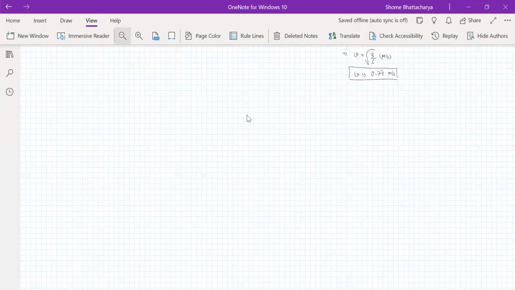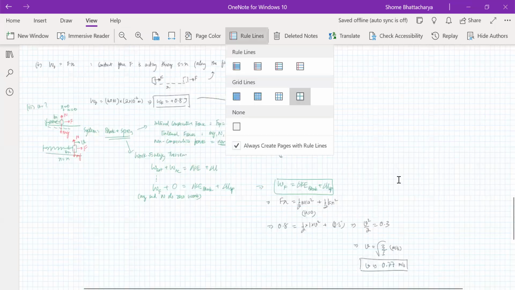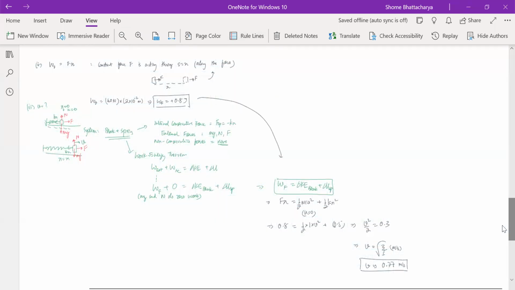Sir, it should be root of 0.6. No, how did you get root of 3 by 5? 3/5 is the same as 0.6, no, beta? Oh, okay, sir. Okay, sir. It's the same thing.